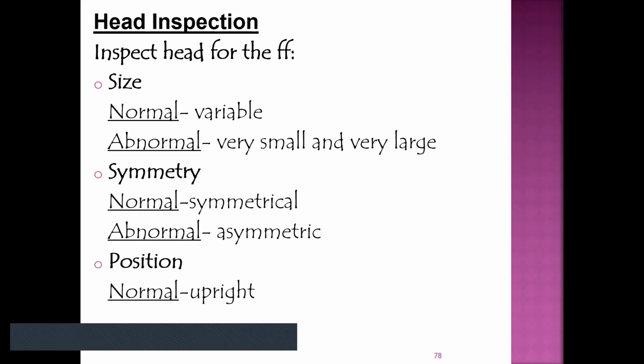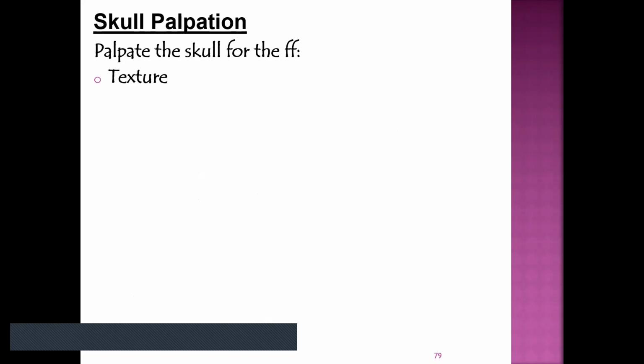And then in terms of position, a normal finding on inspection is an upright position. But an abnormal position, as I've mentioned, is that it is totally tilted on one side, either front or back, left or right. It happens. It's observable. So you as the nurse or student nurse will be the one who's going to make that assessment and document.